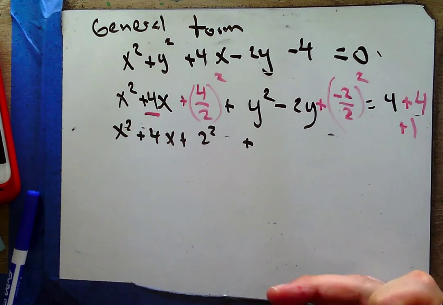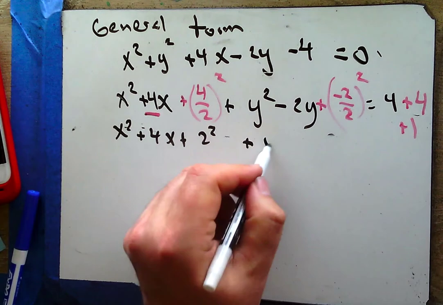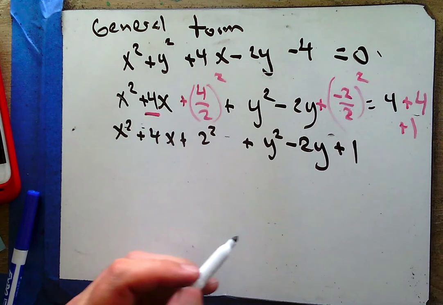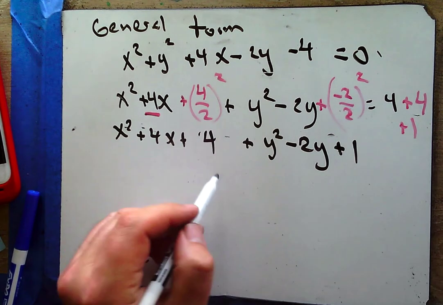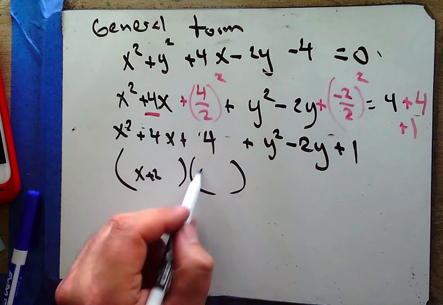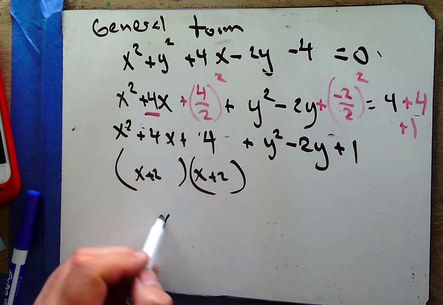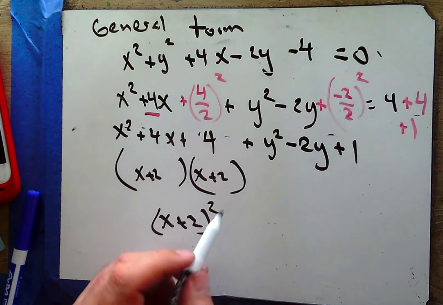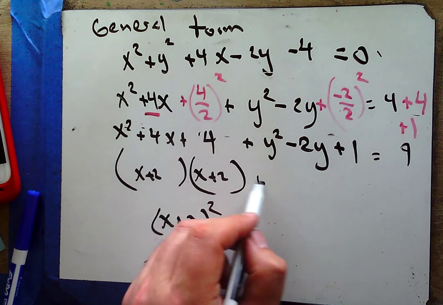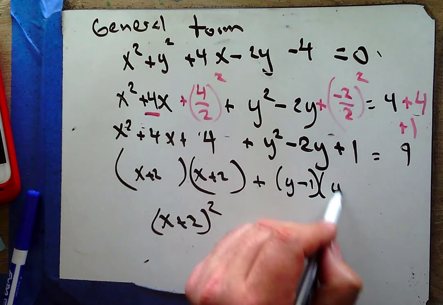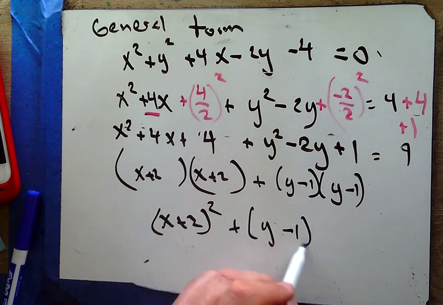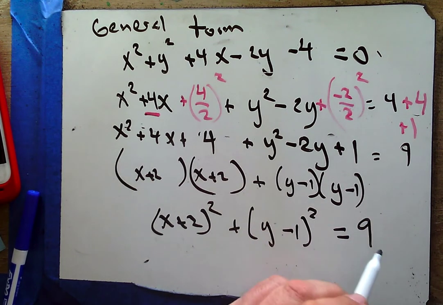Well, that's negative 1 squared, so I'm adding 1 to both sides. And if I were to tidy it up on the left, I could say y squared minus 2y plus 1. And this could be plus 4. Now, this factors as x plus 2, and so we have x plus 2 squared. This factors over here as y minus 1, y minus 1. So plus y minus 1 squared. And then that equals 9.